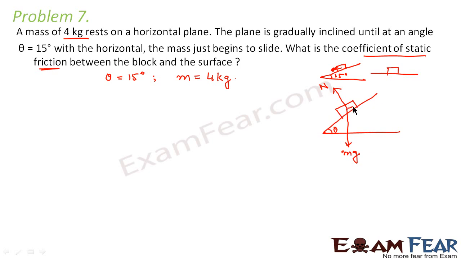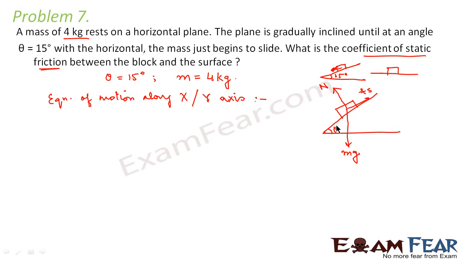So this will be the direction of static friction, that is Fs. Now let us find the components of mg. Now what we have to do? We will write the equation of motion along x as well as y axis one by one, right? So let us first try to find the components of mg.